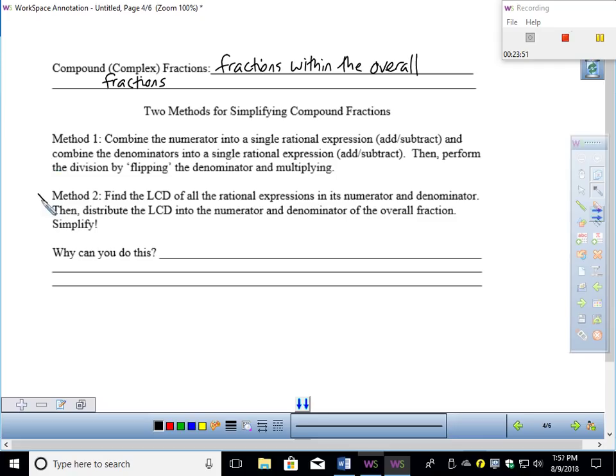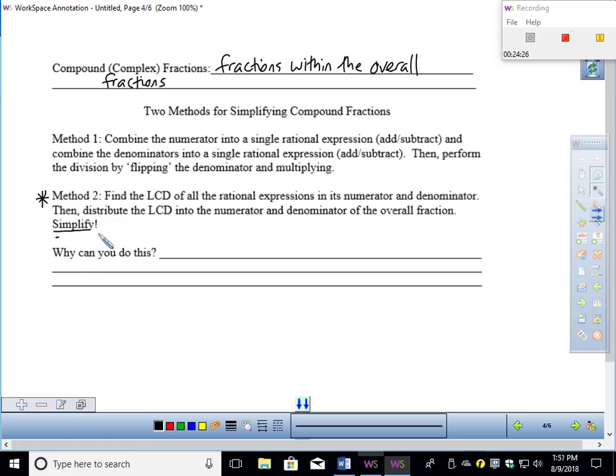I'm going to go towards method 2. I just think method 2 is, once you get the hang of it, much, much quicker, easier. It's just more fluid than method 1. So if you don't mind, I'm going to focus on this. If you have questions on this one, you know what to do. Just ask. Easy as can be. So method 2, it reads, find the LCD. So here's that LCD coming up again. Of all the rational expressions in its numerator and denominator, then distribute the LCD into the numerator and denominator of the overall fraction. And of course, what do you say, throw a little underline there, simplify the darn thing.